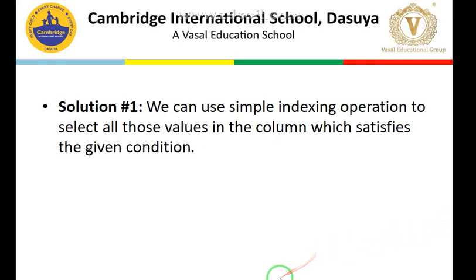Now, what you find here is solution one. Solution one is basically that we will take one example, and in that example we use a simple indexing operation to select all those values in the column which satisfy the given condition. So we are going to fetch all those values in a particular column which satisfy the condition. The condition we have not discussed till now, so first of all we will have a look at the data frame and then we will see the condition part. Next, moving to the Python interface.